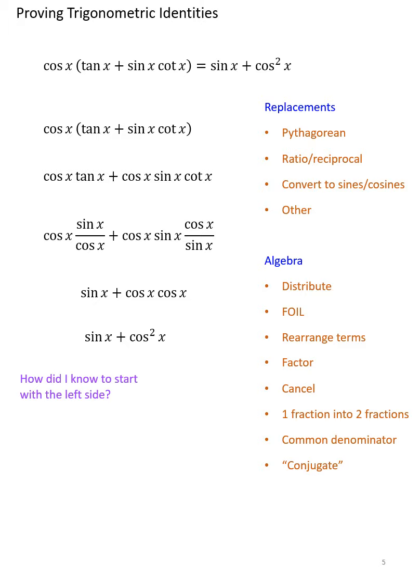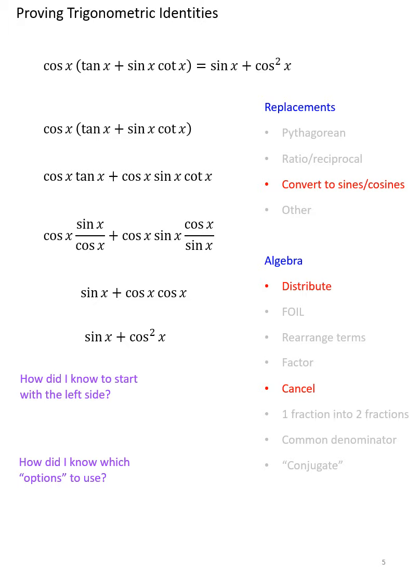Now, it would be natural to ask two questions here. How did I know to start with the left side? And how did I know which of my 12 options on the right to use? After all, I made these 3 available to myself while ignoring the other 9.